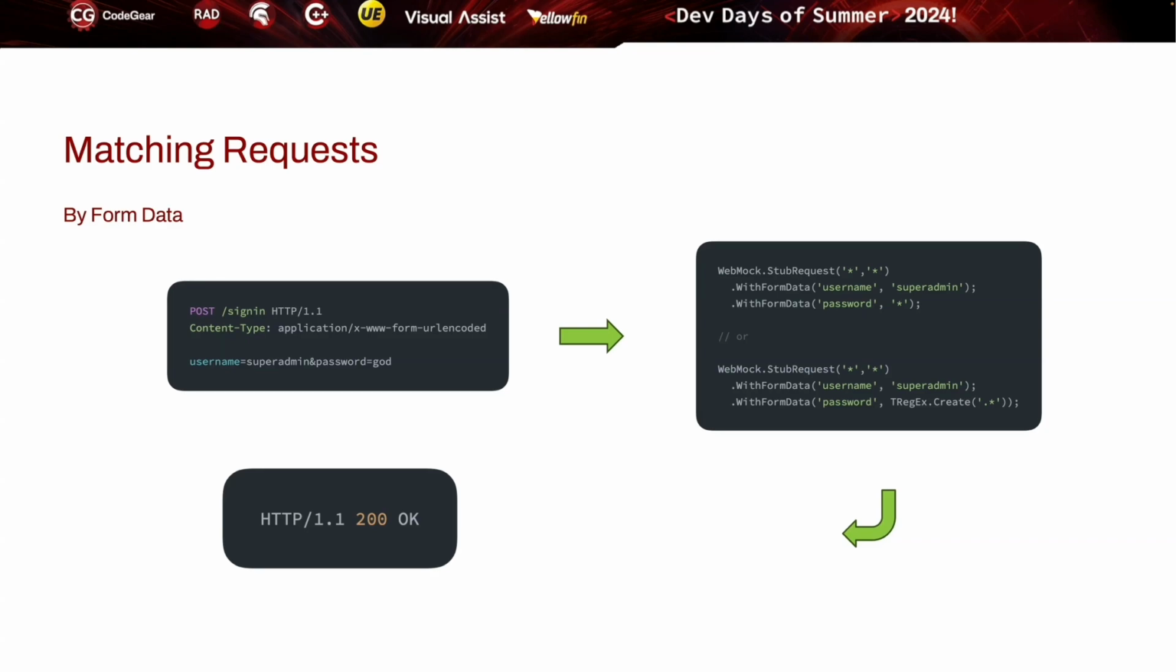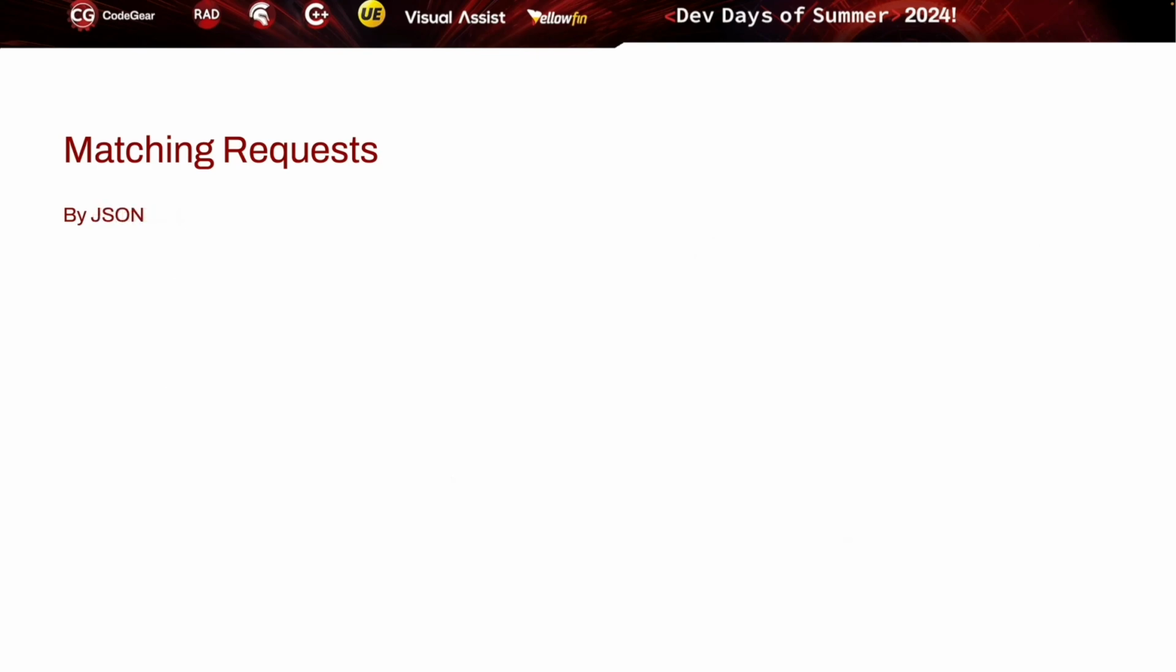And we can use a handy helper called with form data. So we can say stub request with form data username superadmin with form data password *. You can see I'm using there the wildcard for matching the password, or you can stub the request with the same thing effectively. The second example here would be doing it with a regular expression.